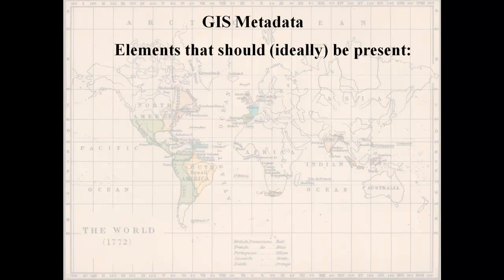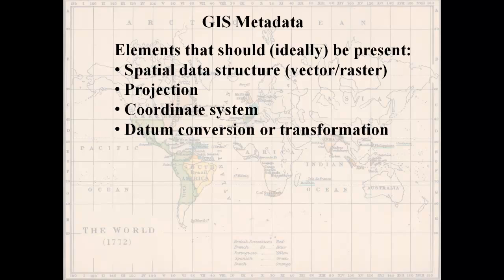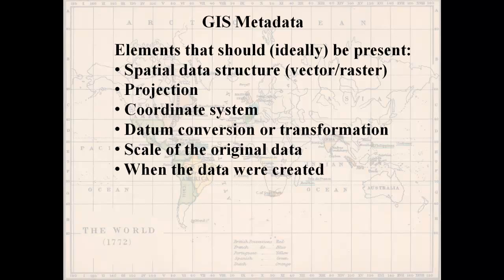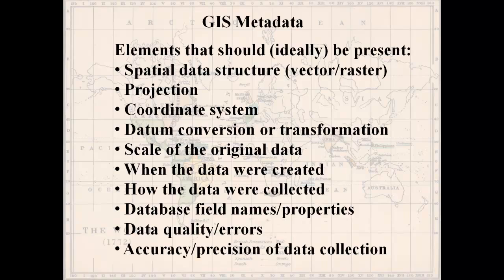Okay, so ideally the following elements should be present in GIS metadata. What data structure, what model are you using? Vector, raster. What type of projection are you using? What coordinate system are you using? What conversions did you use if you got data in one ellipsoid and you needed to convert it to another ellipsoid? What was the scale of the original data? When were the data created? How were they collected? What are the names of the field names that are associated with the data? And what kind of errors can we expect to see in the data? And what's the accuracy and precision of the collection process? A lot of stuff you want to include in your metadata.